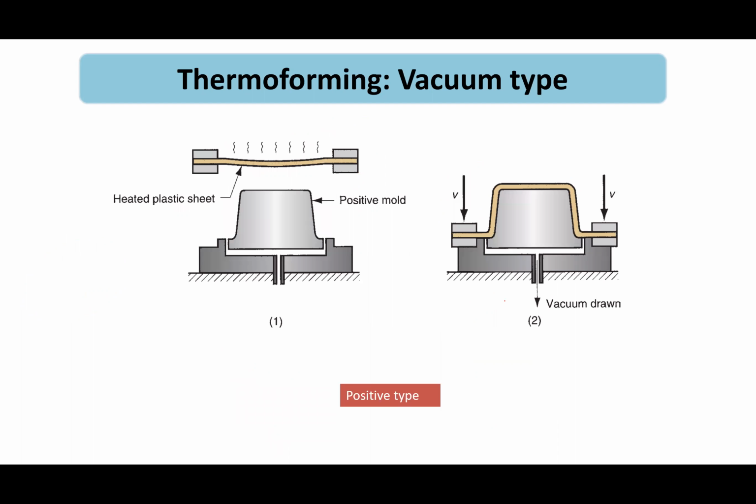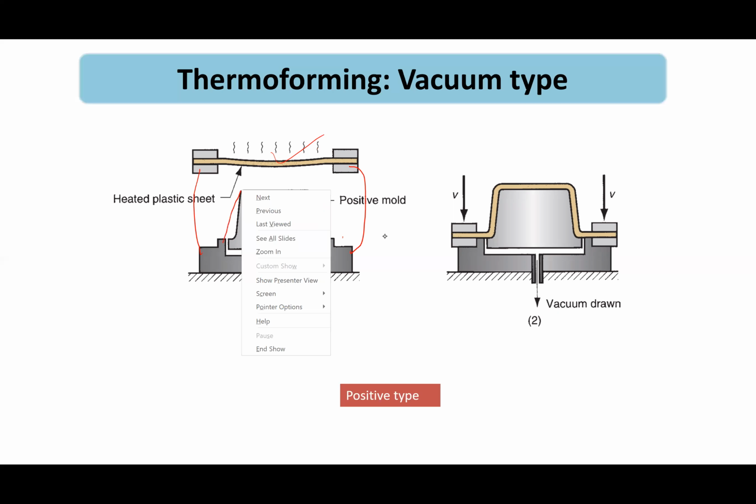And for the positive type, it's not a positive mold as such, it's a convex type structure. You heat the plastic sheet, and then you clamp these two parts. If you clamp, the material will be like this, right? Material will be like this.